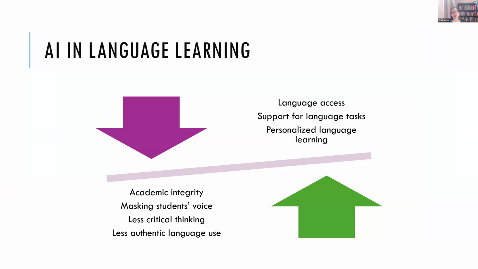So what does this mean for us? What does this mean for educators? And what does it mean for language learners? We're in this moment now where there's sort of a push-pull moment. We are exploring the affordances of AI for language learners, right? For instance, for providing them access to authentic language and supporting language tasks and personalizing language learning. But we need to consider also the limitations and the risks involved with using these tools. The big one that a lot of educators talk about is academic integrity, but there are also concerns about students using these tools too much, in which it masks their voice and reduces their critical thinking and their use of language.